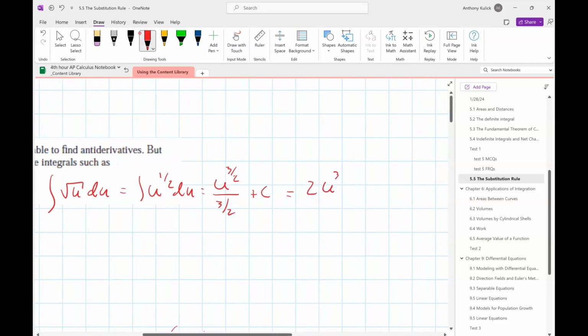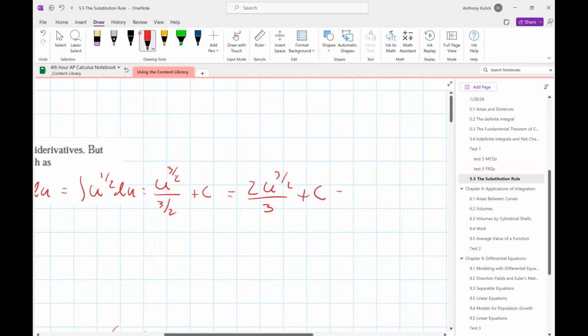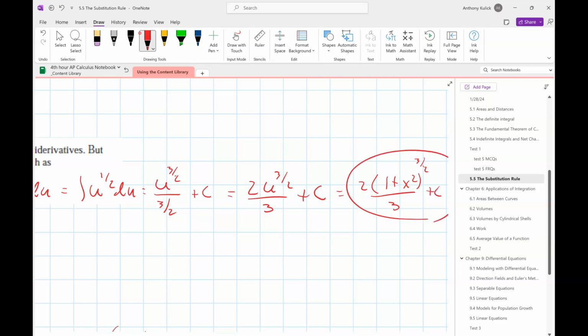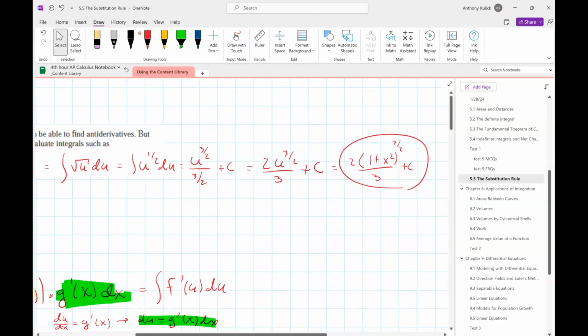So that's going to be this, right? And then we just put our u back in. Done. And if you wanted to, you could go back and check. If you took the derivative of that function, you should get 2x square root of 1 plus x squared. And you will.